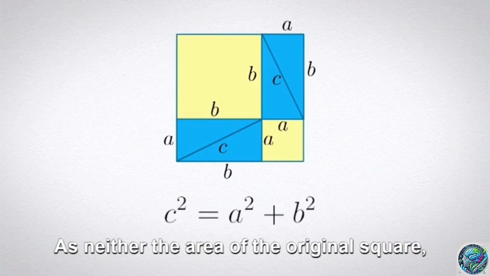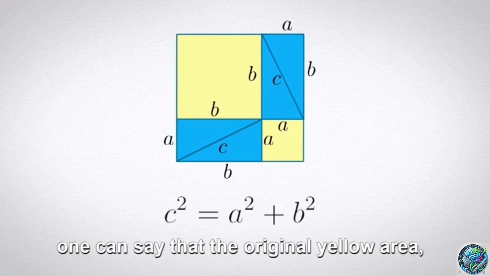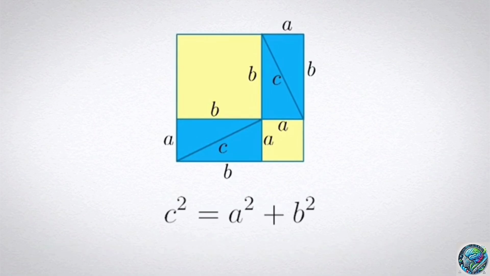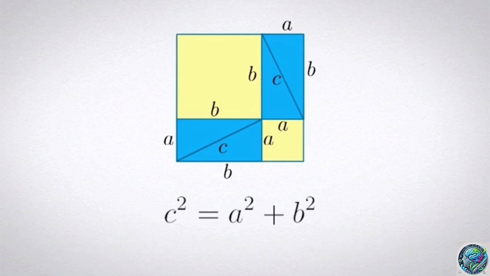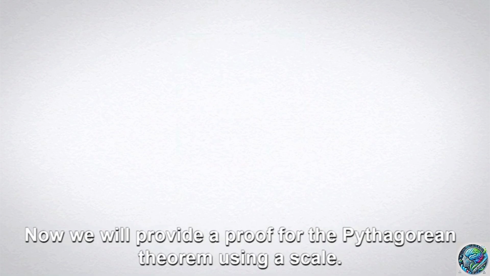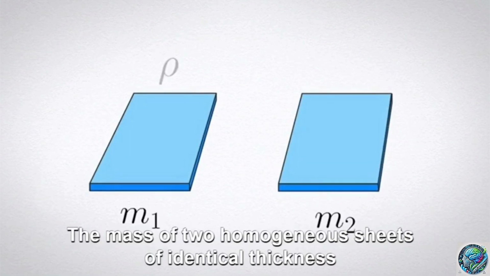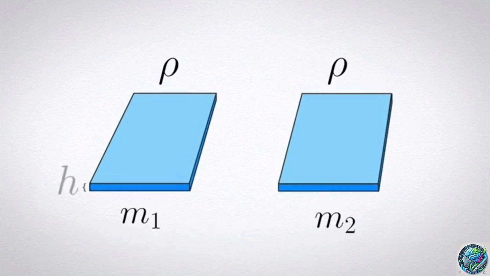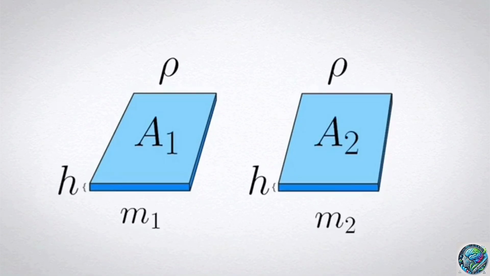As neither the area of the original square nor the area of the blue triangles ABC have changed, one can say that the original yellow area, c squared, equals the sum of the yellow squares, a squared and b squared. Now we will provide a proof for the Pythagorean theorem using a scale. The mass of two homogeneous sheets of identical thickness is equal only if their area is the same.